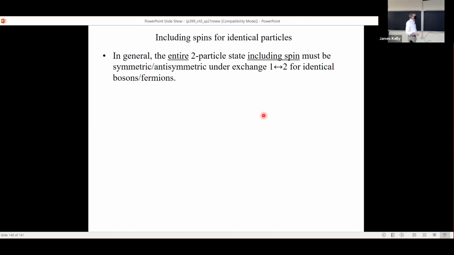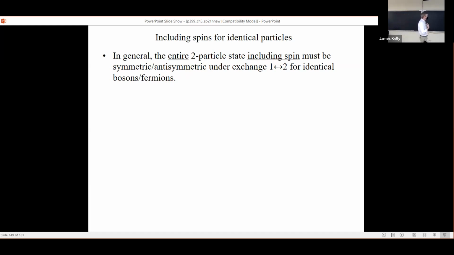So, if you've been paying attention, we're talking about electrons, they're spin 1/2 particles. We want the entire state, which includes the spatial wave function and the spin, to be either symmetric or anti-symmetric if we have identical bosons or fermions when we exchange particles 1 and 2.